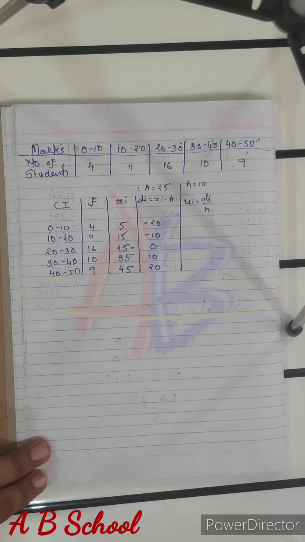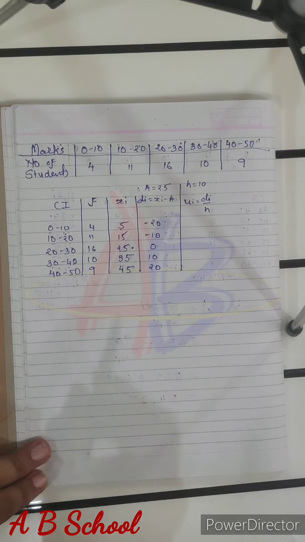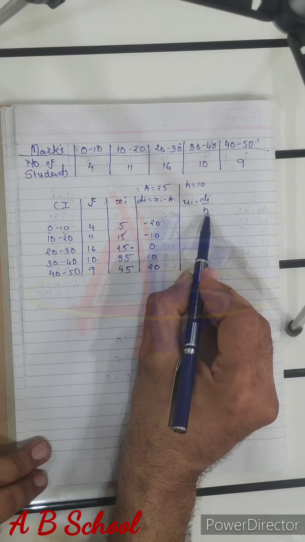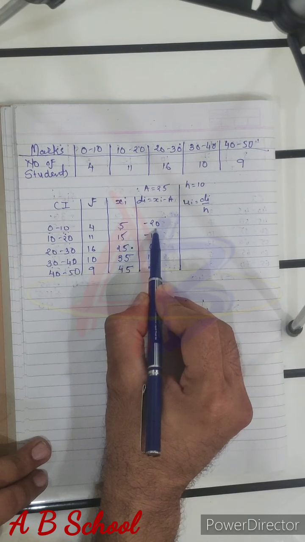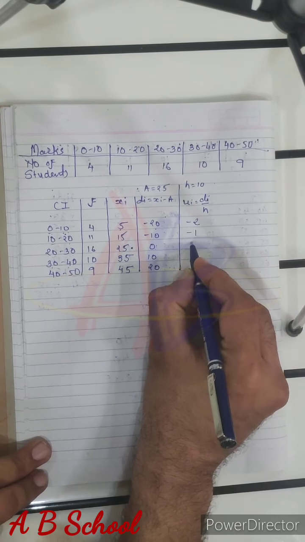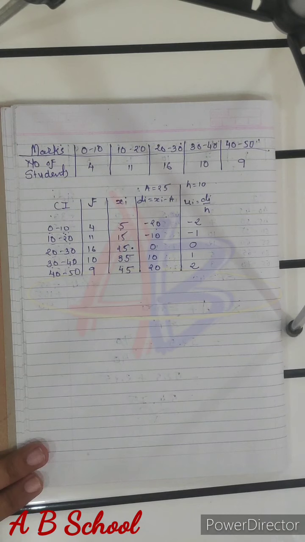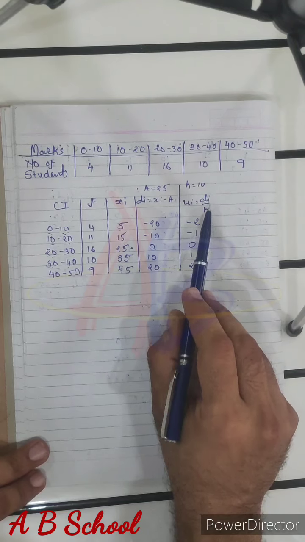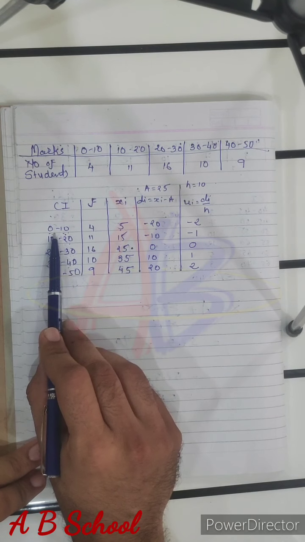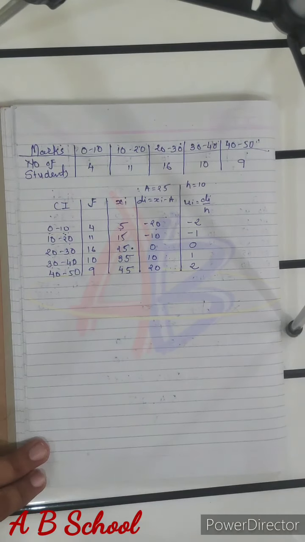This is my class size denoted as h. So now di upon h, that is minus 20 upon 10. Minus 2, minus 1, 0, 1, 2. This is my ui. Quite simple one. So we are going to take h as the class size and di we have already obtained over here. So di upon h will give us ui.